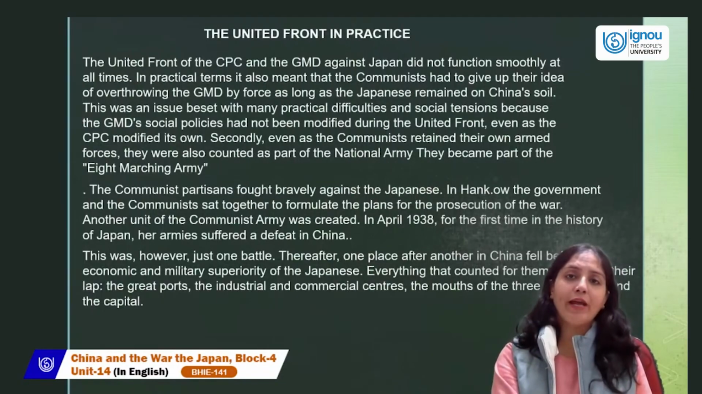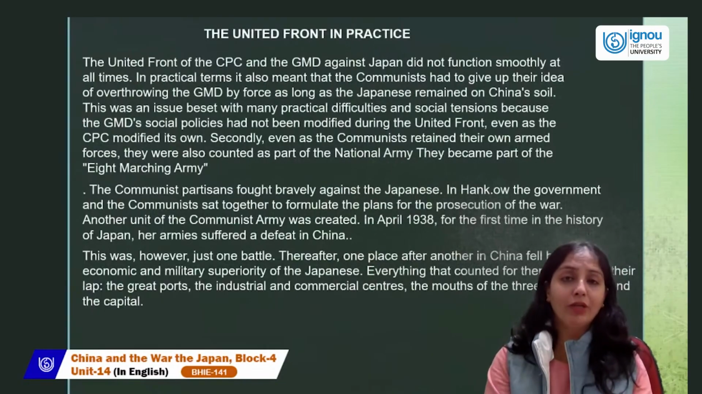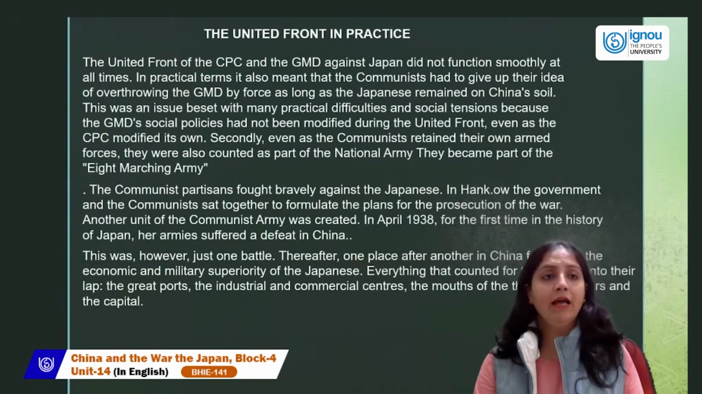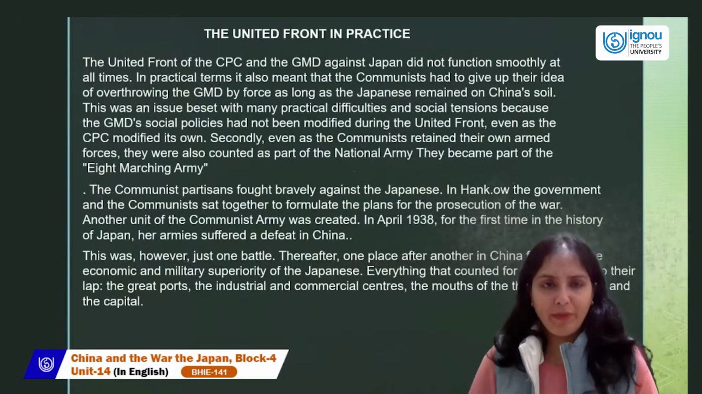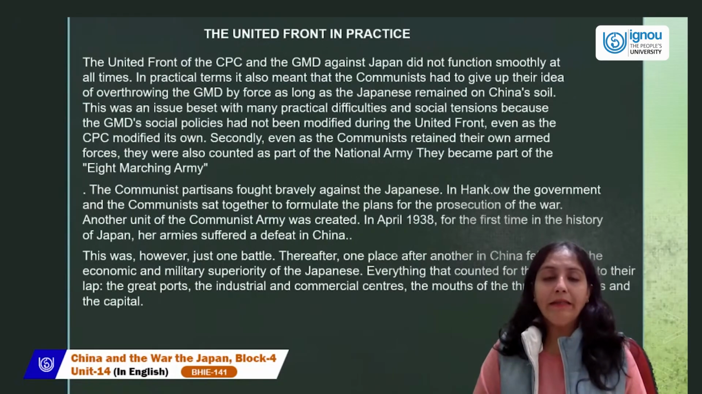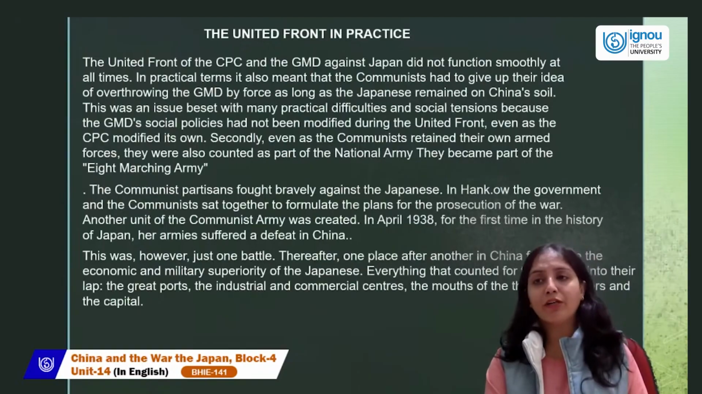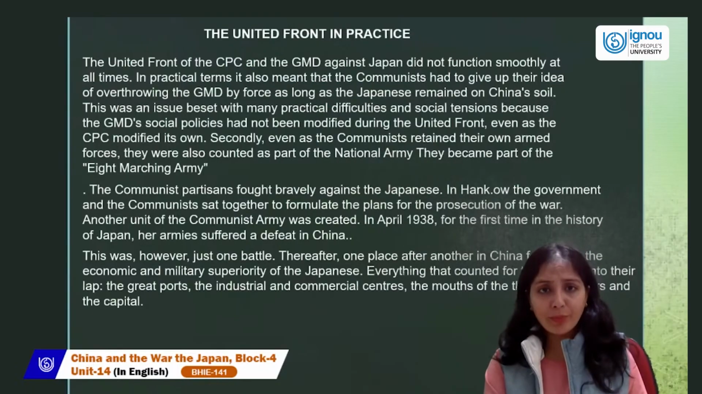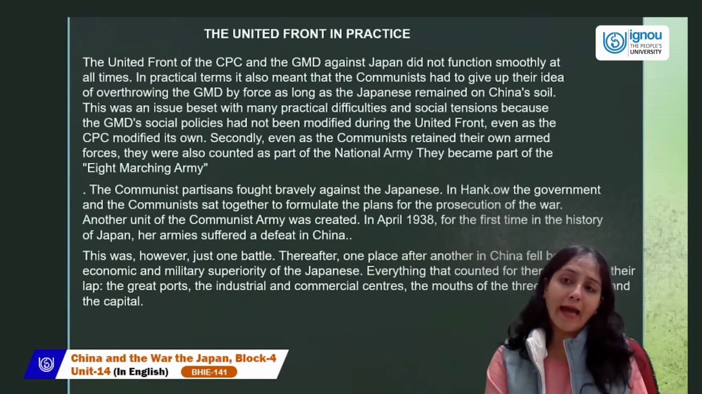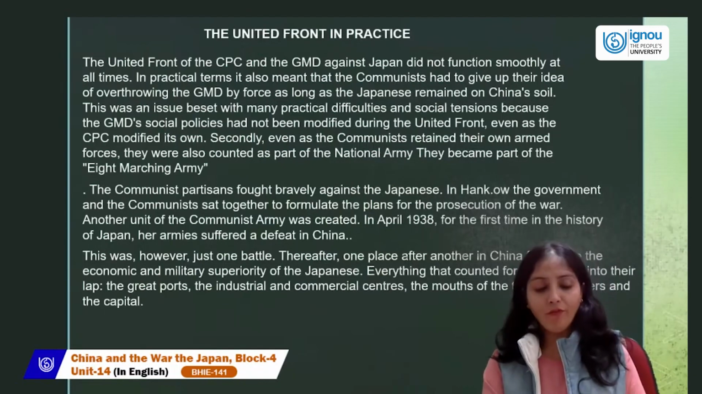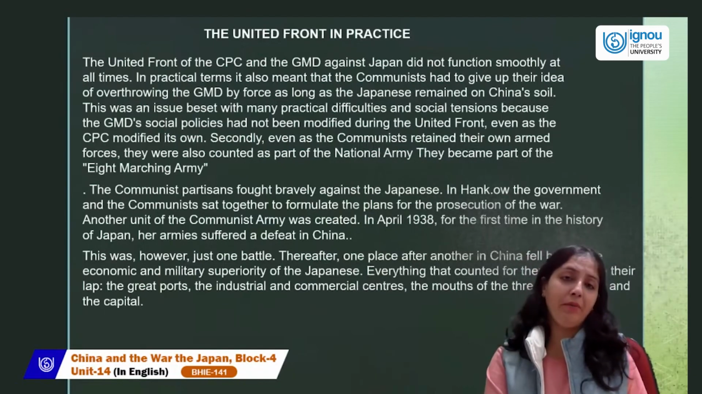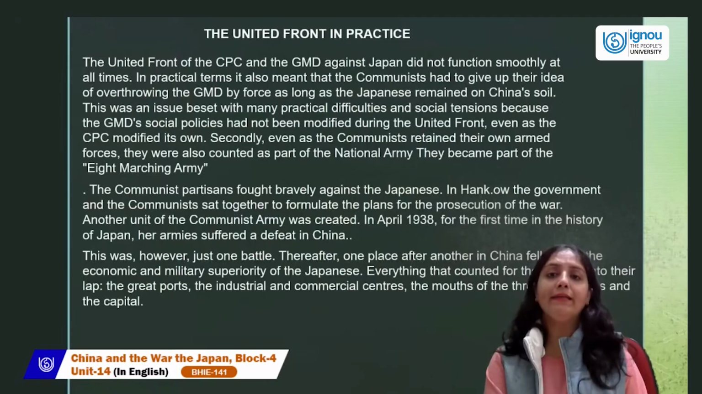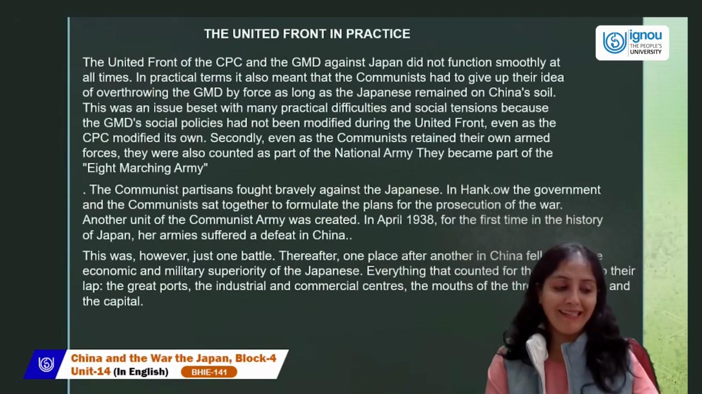Next is the United Front in practice. What were they doing at that time in practice? The United Front of the CPC and the Kuomintang against Japan did not function smoothly at all times. In practical terms, it also meant that the communists had to give up their idea of overthrowing the GMD by force as long as the Japanese remained on China's soil.